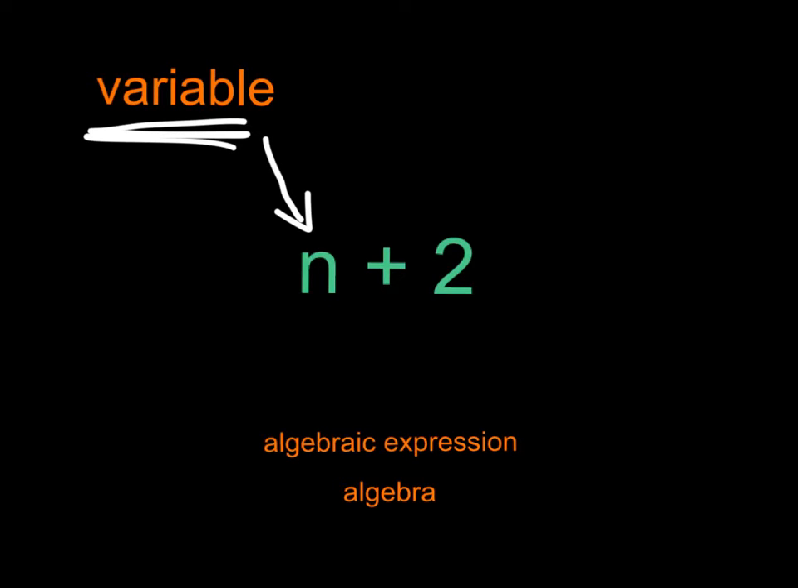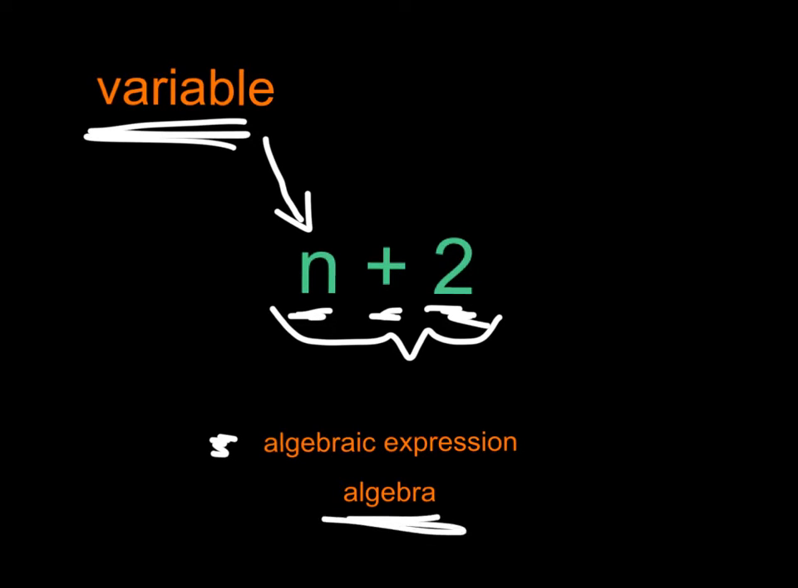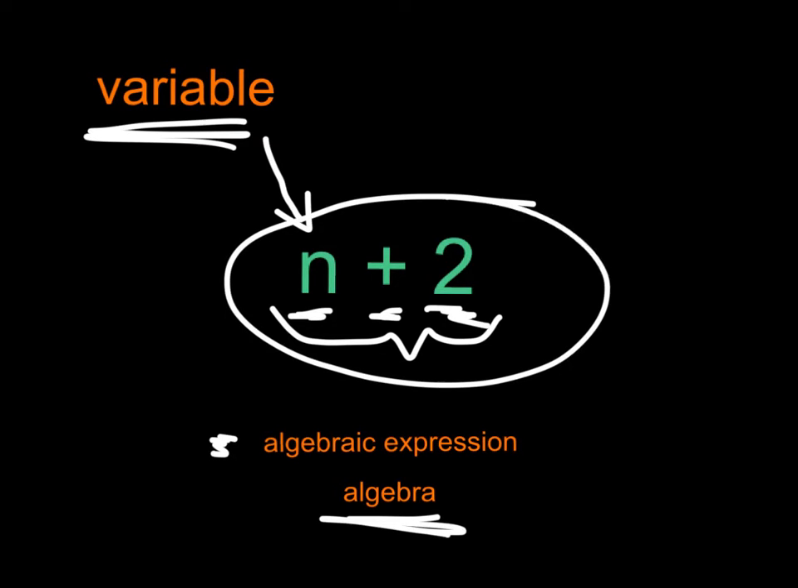Another term that I want to go over is algebraic expression. This is an example of an algebraic expression. In an algebraic expression we have a variable, and we have a number, and we have some operation that we're going to do. In this case it's adding. It could be subtracting, dividing, multiplying, any of those. When you have that, it's an algebraic expression. And this is called algebra. So when we have math that includes algebraic expressions, that's algebra.